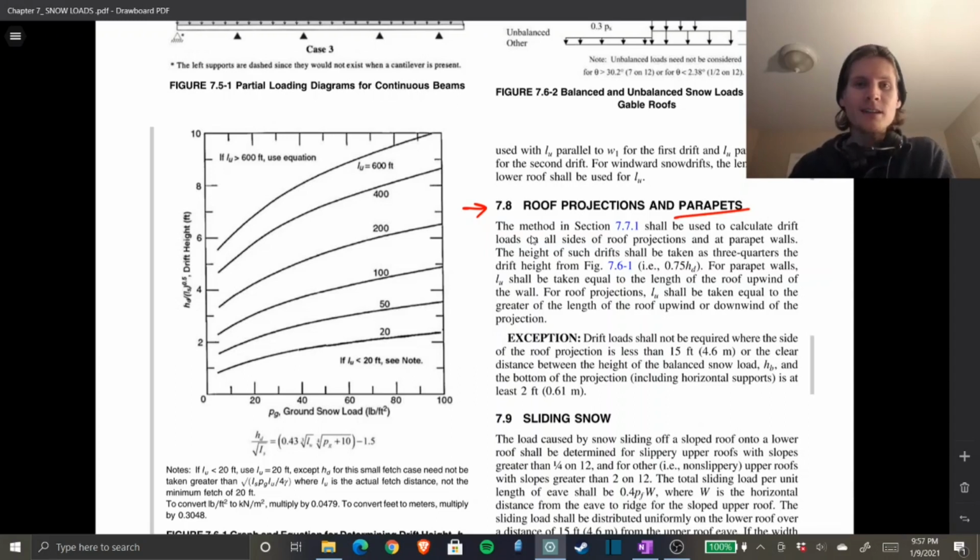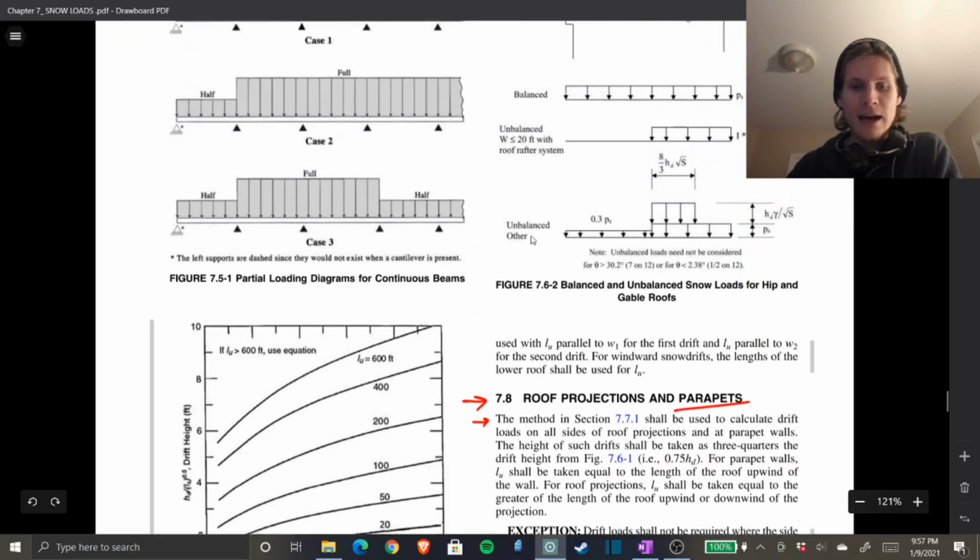So you would technically go here first, but then as you read, right at the beginning, first line, the method in section 7.7.1, that's the drift section we were just in, shall be used to calculate the drift loads on all sides of roof projections and at parapet walls. There you go. So it drags us right back there. So we're just going to head back.